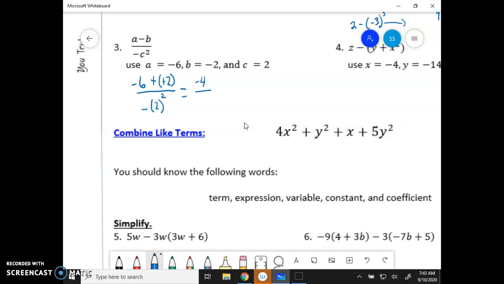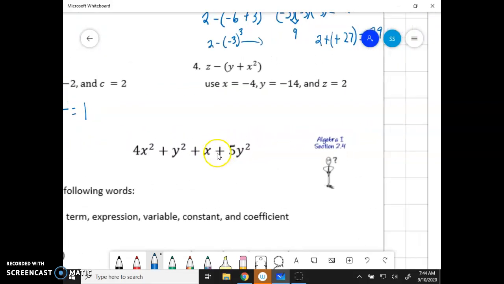And then we have 2 squared, because we're not including that negative. So 2 squared is 4, and then the negative out in front makes that answer negative. So we get negative 4 over negative 4, which is positive 1. All right, moving on, number 4.